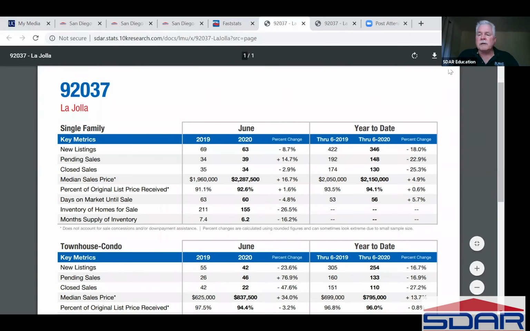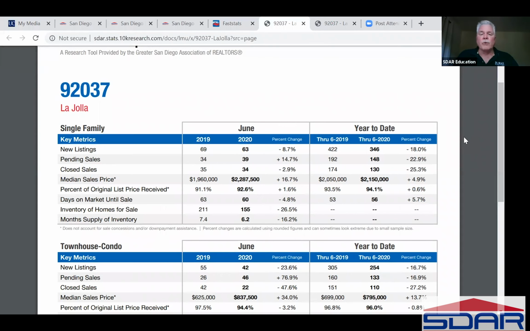Or wait a minute, I can just minimize it all together. There you go. I don't need to see myself. Okay, so here's La Jolla. So what are my key metrics?